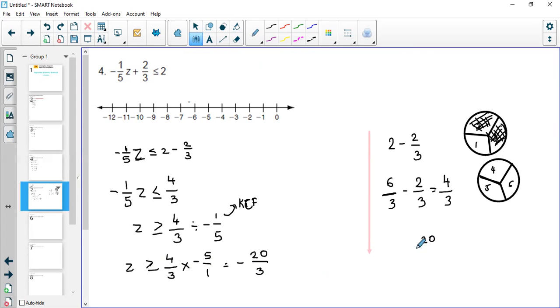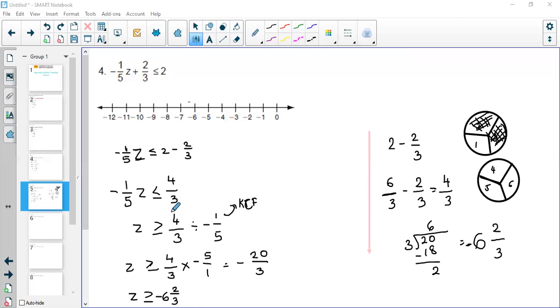So 20 divided by 3 is going to give you a 6, and the remainder is a 2, which means it's 6 whole 2 over 3, because the denominator is 3, the denominator doesn't change. The remainder acts as the numerator, and the quotient acts as the whole number. Now do not forget, the question has a negative sign, so your answer is going to be z is greater than or equal to negative 6 2 over 3. Okay, now we are going to graph it.